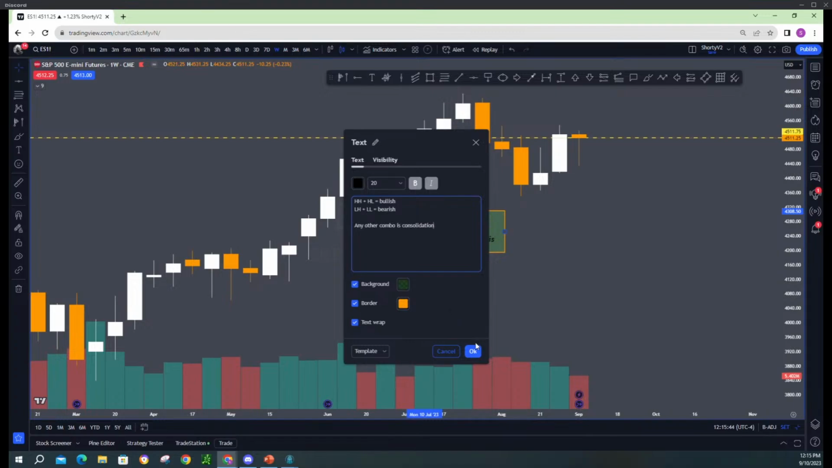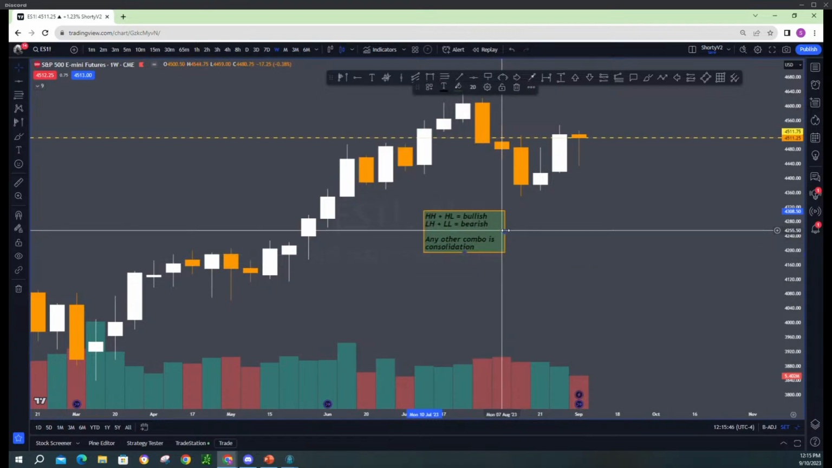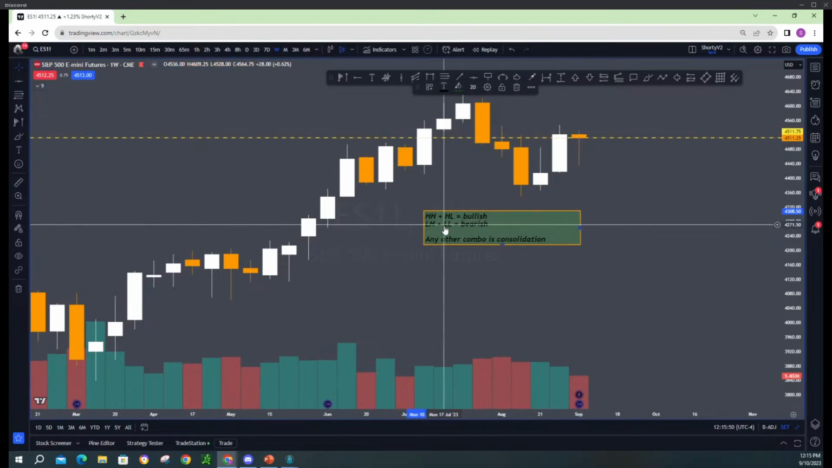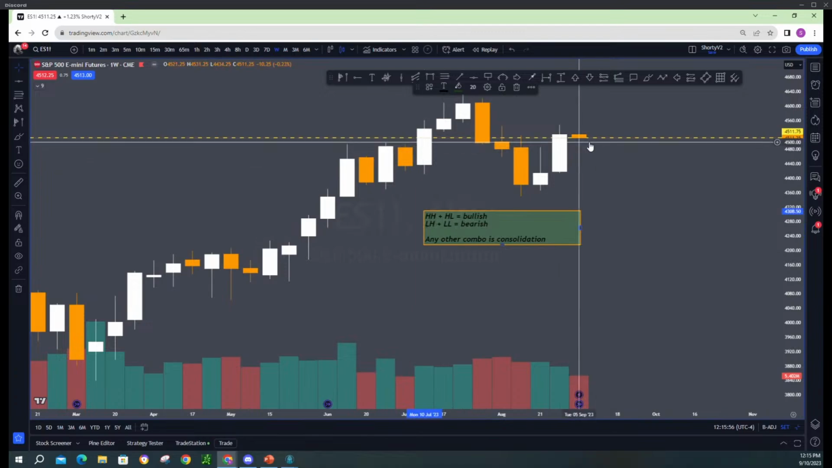So if that's true, your weekly is a lower high and a higher low. A lower high and a higher low is a combo of these two, right? That would mean it's consolidating and balanced. Wow, thank you, Shorty. Thank you for explaining that.